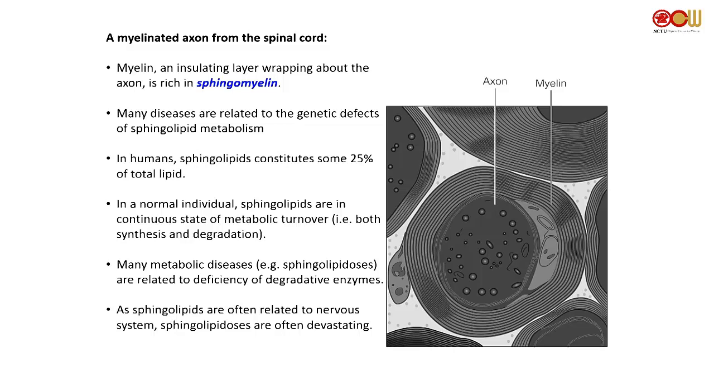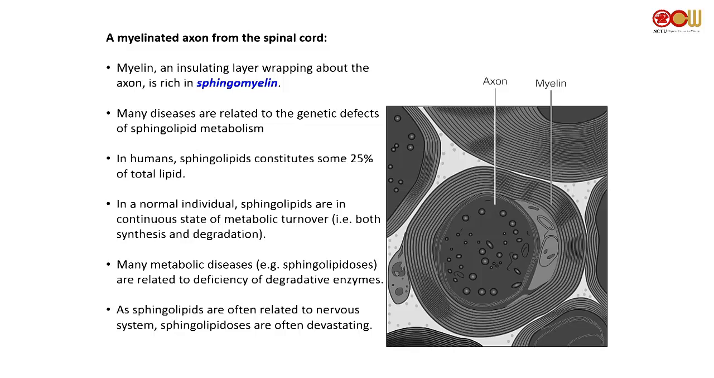So in a normal individual, sphingolipids are in a continuous state of metabolic turnover. This is an interesting concept. Metabolic turnover means you're synthesizing and degrading them simultaneously. You're always making new sphingolipids, continuously, and degrading the old ones, making new ones, degrading old ones.